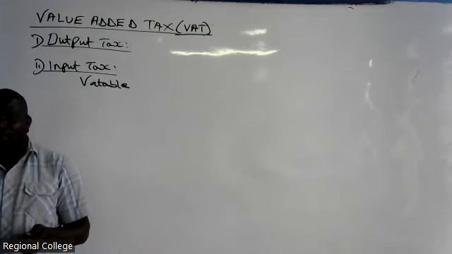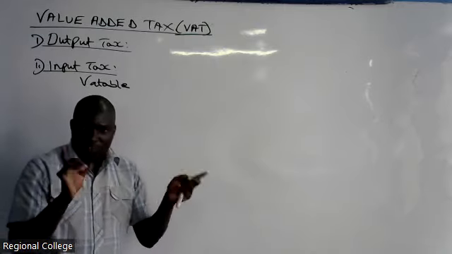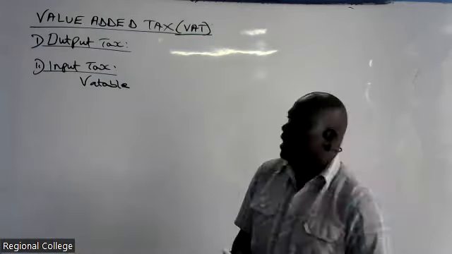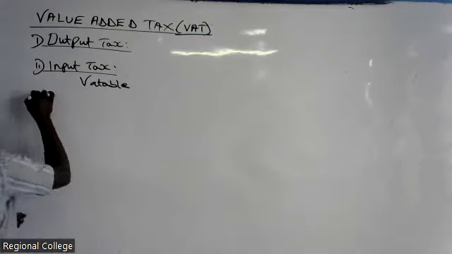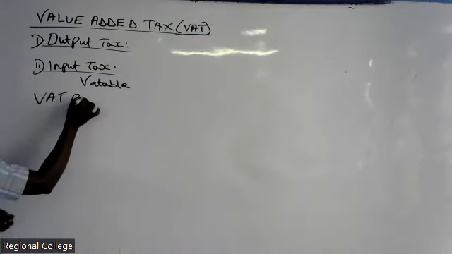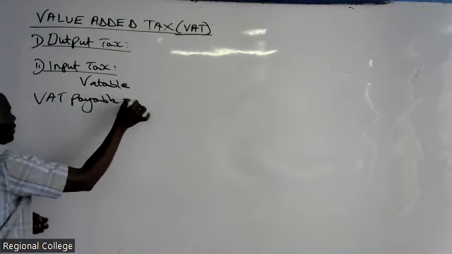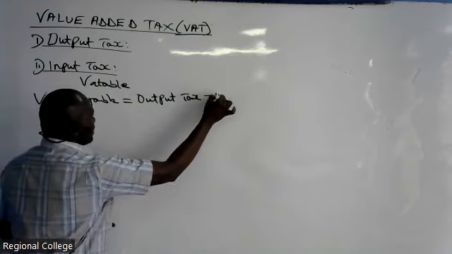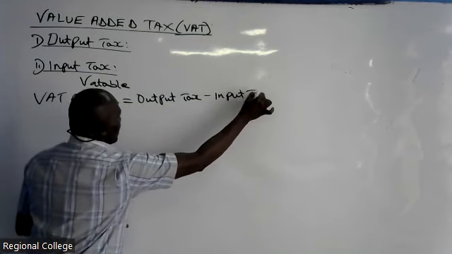So if it's a manufacturing machinery, 50% of the total cost in the first year. Sasa, hapo chini niambie kwa VAT payable equals output tax minus input tax.